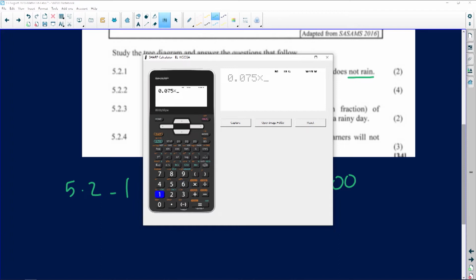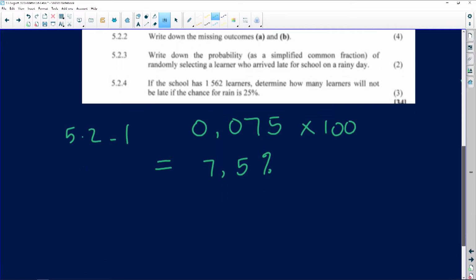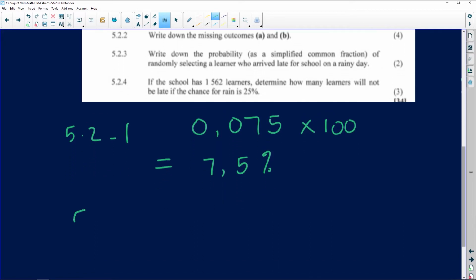0.075 times 100, which then gives us a mixed fraction, an improper fraction, and we have 7.5. The 7.5 that we are looking for. So the percentage is 7.5%. Don't forget to write down your unit of measurement. Why am I writing down my unit of measurement? So I can get all my marks and I'm showing that I understand.